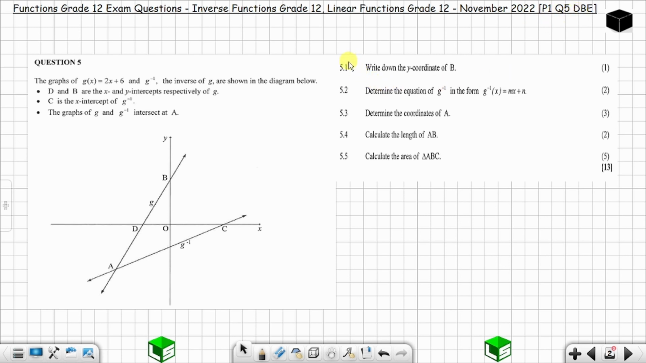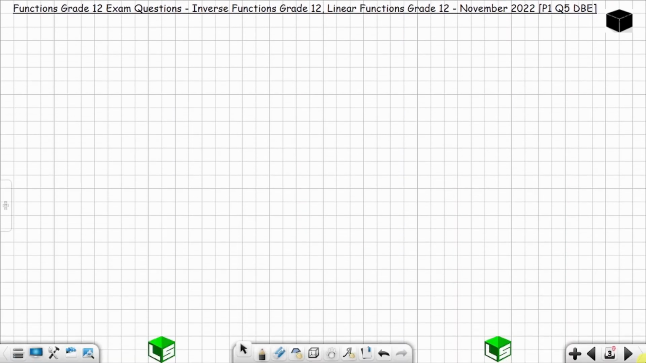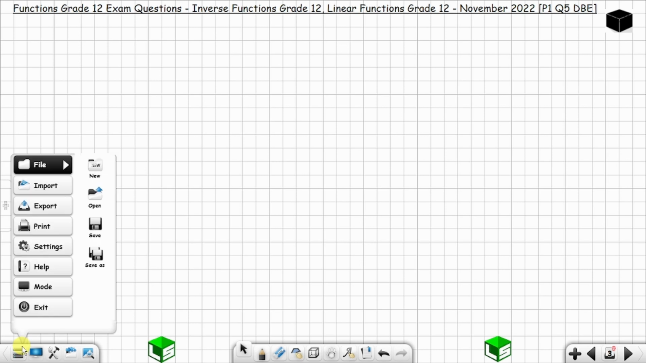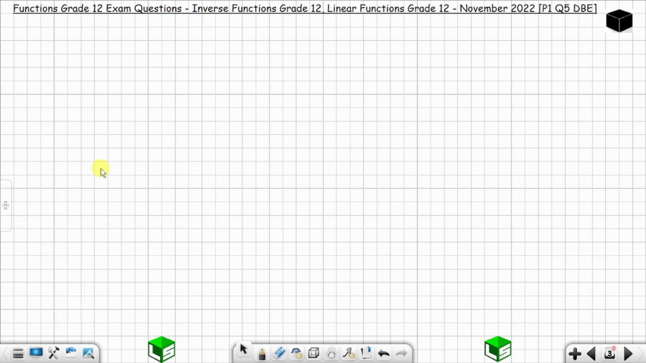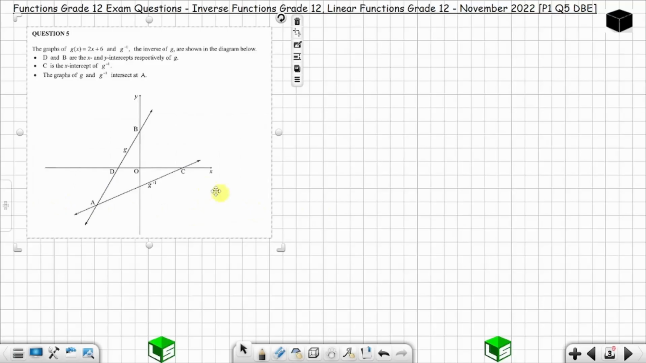You can see you have 5 questions to solve, from 5.1 to 5.5. The total is 13 marks. Let's get started on the next slide. We start with question 5, from November 2022.